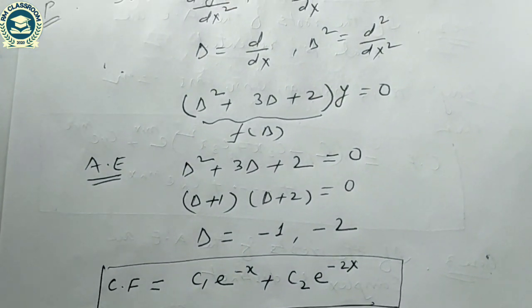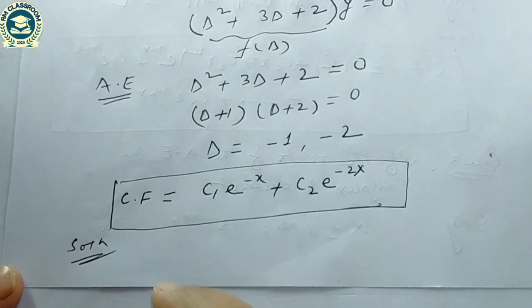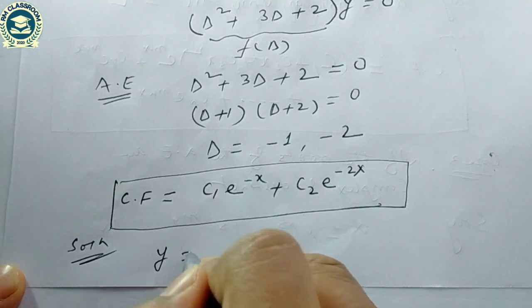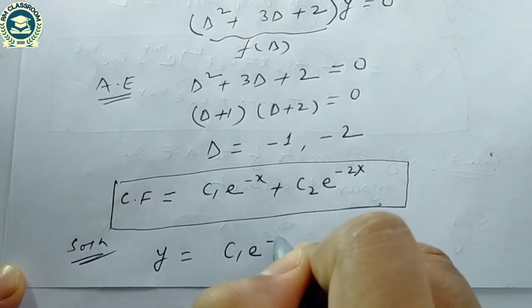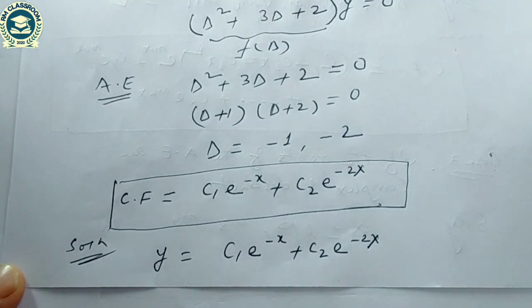Here I have written, when our roots are real and distinct, like m1, m2, m3, the complementary function is c1 e to the power m1x plus c2 e to the power m2x plus c3 e to the power m3x, and so on and so forth. So the solution of this differential equation is y is equal to c1 e to the power minus x plus c2 e to the power minus 2x.